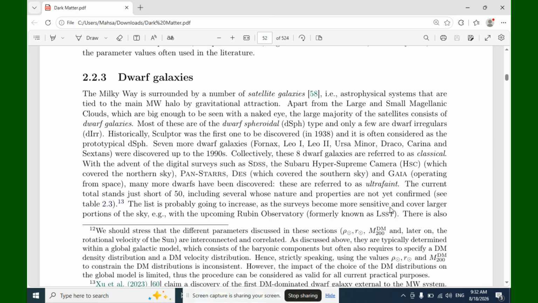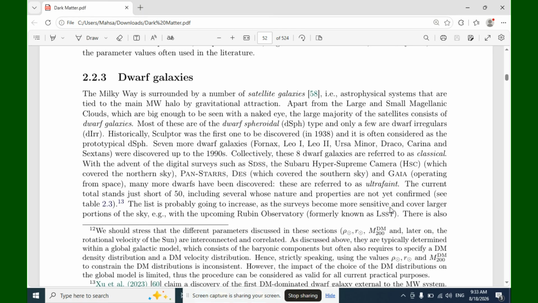Historically, Sculptor was the first one to be discovered, in 1938, and it is often considered as the prototypical dSph, which is the dwarf spheroidal. Seven more dwarf galaxies, Fornax, Leo 1, Leo 2, Ursa Minor, Draco, Carina, and Sextans, were discovered up to the 1990s. Collectively, these eight dwarf galaxies are referred to as classical.